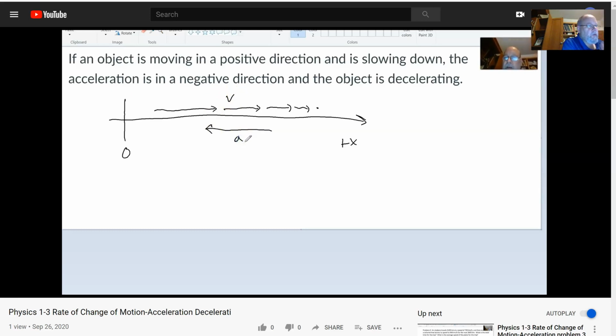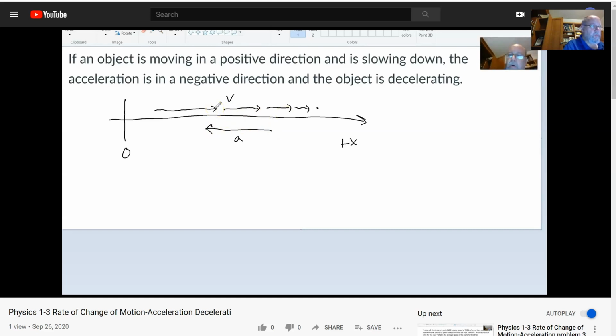And we can see why this makes sense if we think about it. If the acceleration was in the positive direction, then the object would in fact be speeding up in the positive direction. So it takes an acceleration that's in the negative direction to cause this object to slow down.